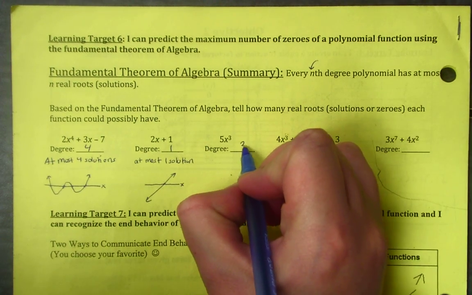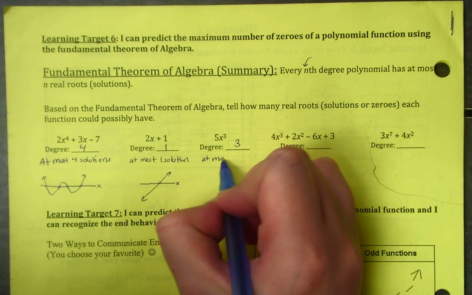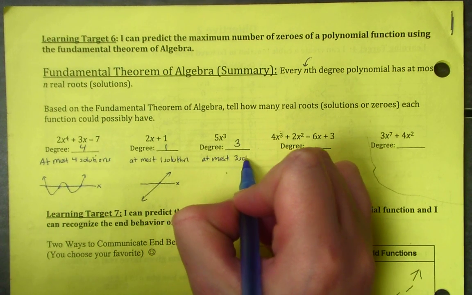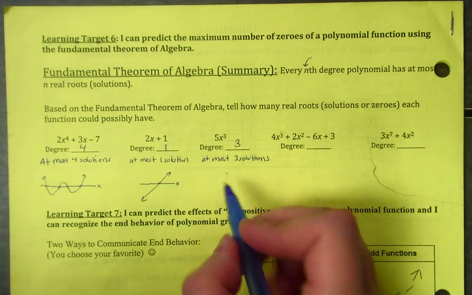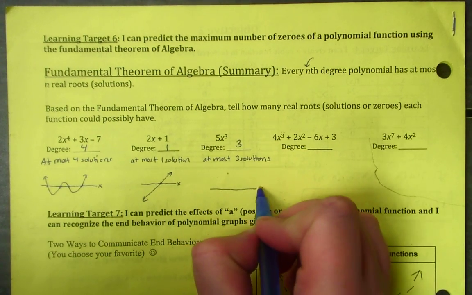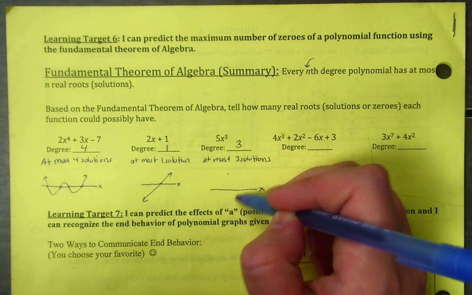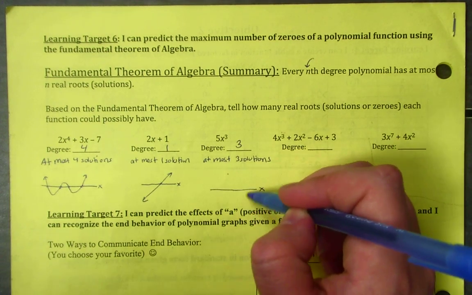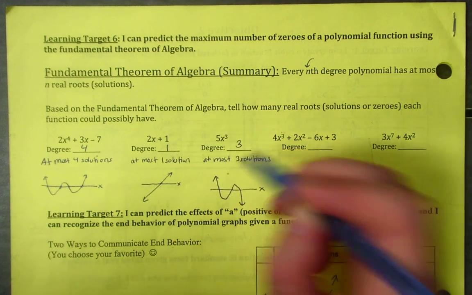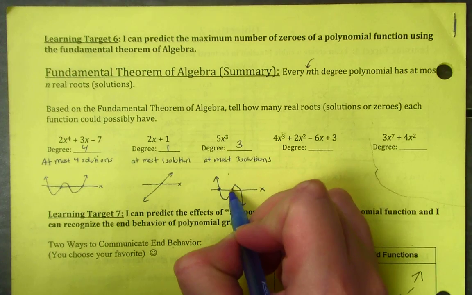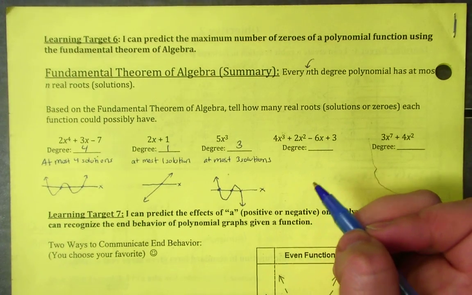This has a degree of 3. So it's going to have, at most, 3 solutions. And if you think about this is the x-intercept, it's going to go in 3 different directions. Maybe it's going to go up, down, up. Let's think of it that way. Okay, so go down, up, down, to get at most 3 solutions.